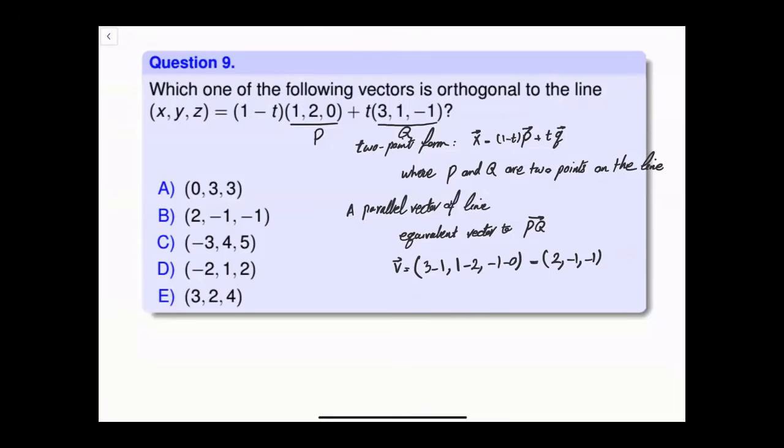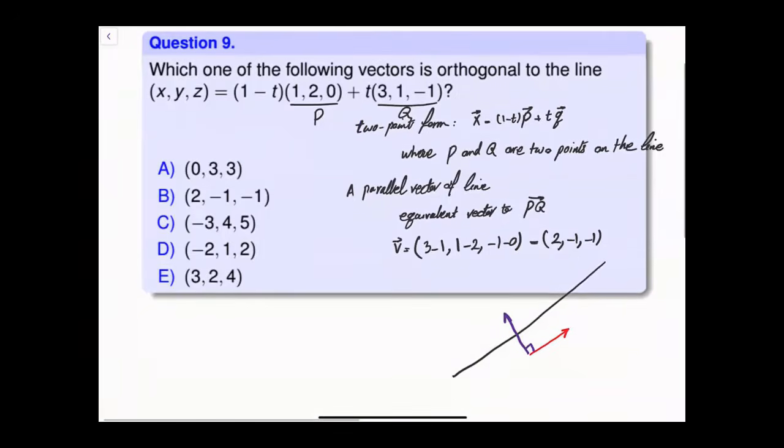So now I have a vector which is parallel to the line. So the line is any line you have, and we have a vector v which is parallel to that. Any vector which is perpendicular to that line will be perpendicular to V. So this being said, you have to check which one of these vectors is or are orthogonal to the given vector. So I will check one by one.